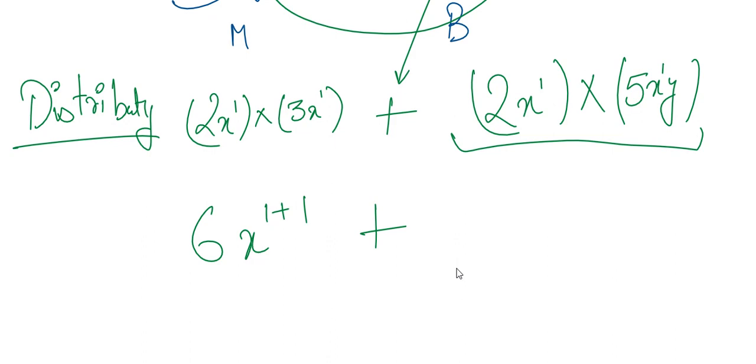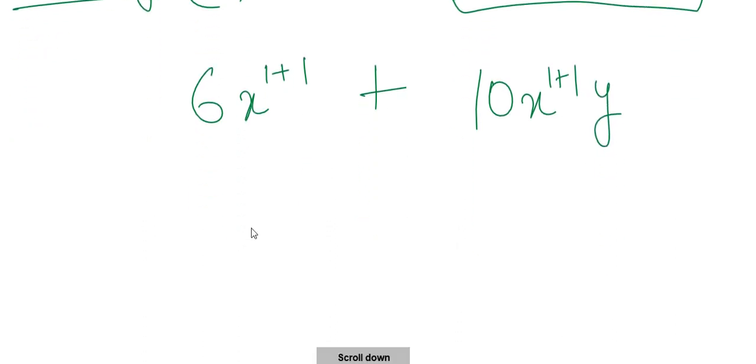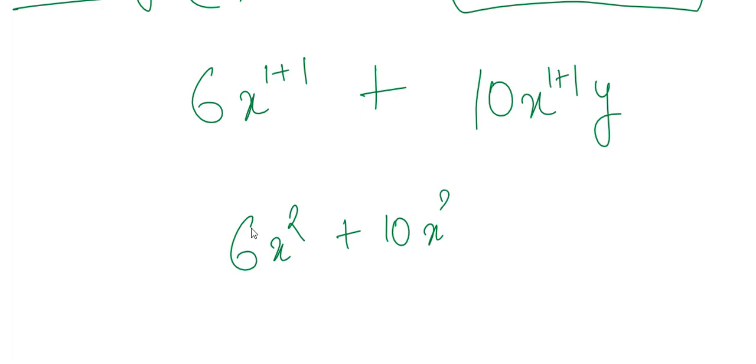Yeah, 2 cross, just multiply numbers first. 2 cross 5 is my 10. X cross x would give me x raised to the power 1 plus 1, like here it's given, and y is alone, so I would be writing y as it is. So here I would be getting 6x square plus 10, what would I be getting here? Yeah, x square y. So this would be my final answer.